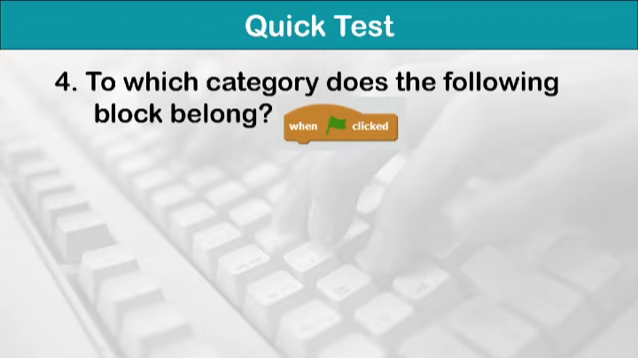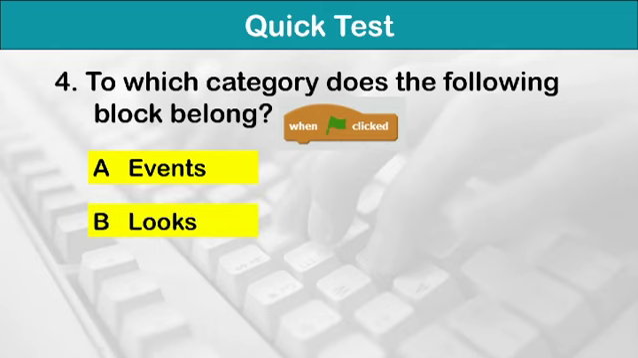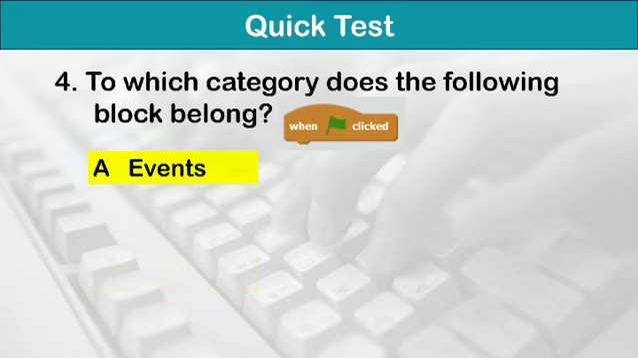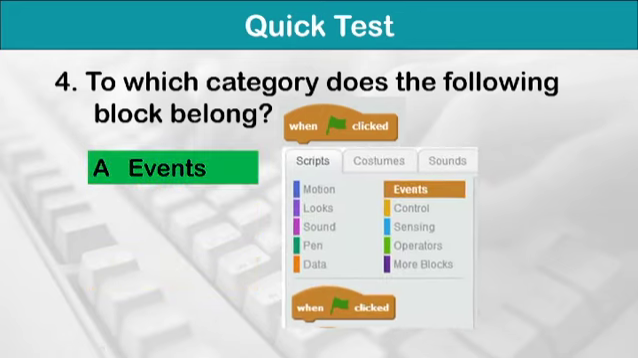Number 4. To which category does the following block belong? Option A, events. Option B, looks. Or option C, control. The answer is A, events.